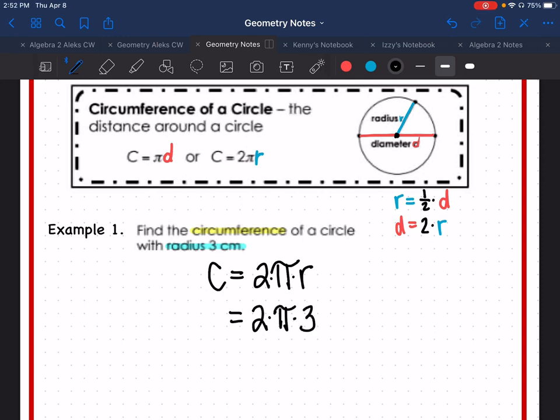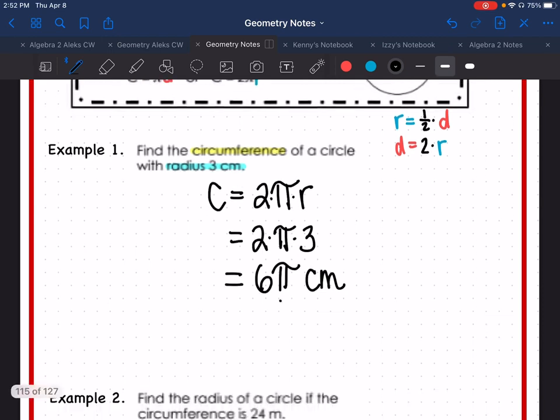Now, if Alex says to leave your answer in terms of pi, you are simply going to multiply 2 times 3, and you're going to leave pi like it was a variable, which means you're not going to actually put it into your calculator, and you would leave your answer like this, and you would put your units as centimeters.